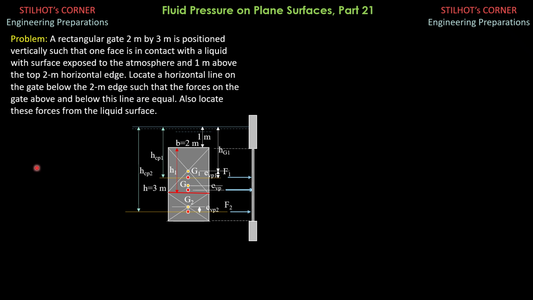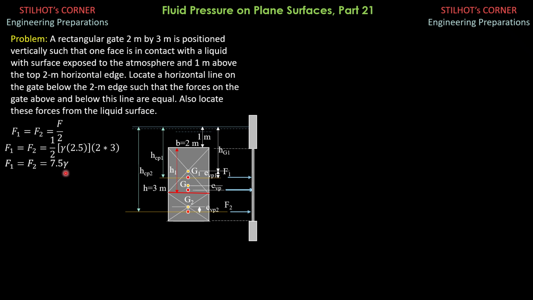So again, F1 equals F2 equals 1 half of F, and F is gamma Hg times area, where Hg is 1 plus 1.5, 2.5, and the area is 2 meters by 3 meters. So F1 equals F2 equals 1 half of gamma times 2.5 times 2 by 3. So F1 equals F2 equals 7.5 gamma.